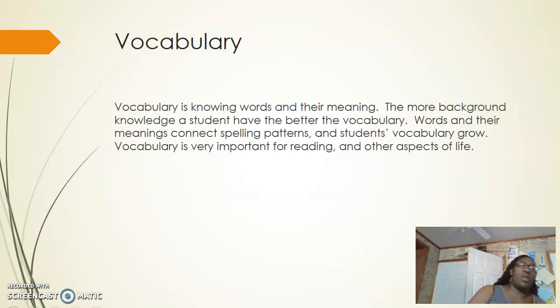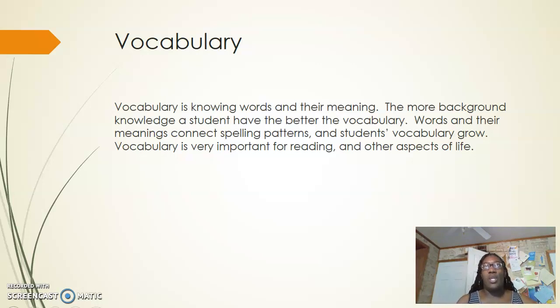Vocabulary is knowing words and knowing their meaning. In this slide, it tells the more background knowledge the students have, the better the vocabulary will be. Experiencing a lot, seeing a lot gives them that vocabulary. It gives them the experiences to be able to relate to things that they're reading.